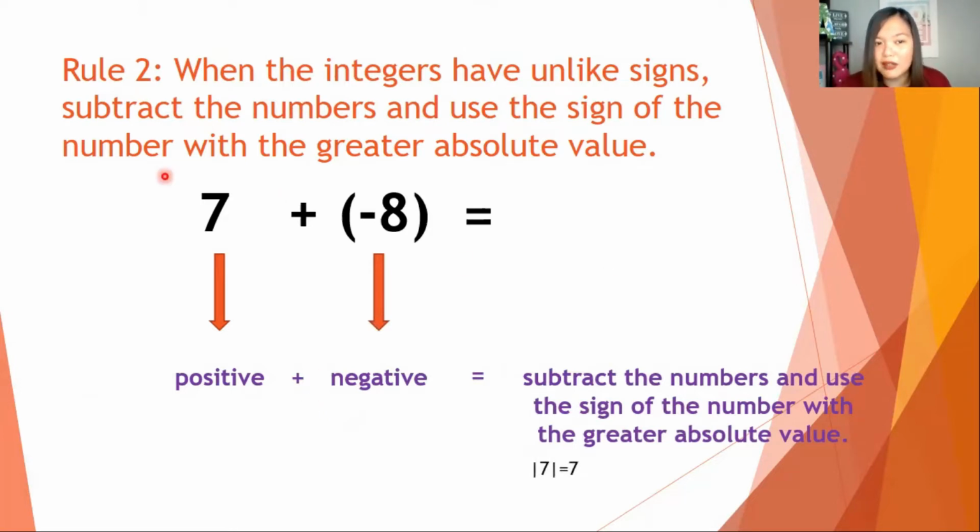The absolute value of 7 is 7. And the absolute value of negative 8 is positive 8. So, 8 is greater than 7. So, we follow the sign of 8. Now the answer is negative 1. Why negative 1? Because as it says, subtract. 8 minus 7 is 1, and then copy the sign of the number with greater absolute value. The sign of 8 is negative. So, negative 1. By the way, you may want to use a calculator, but you have to learn independently.